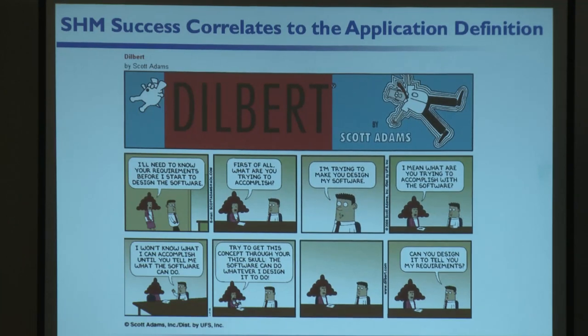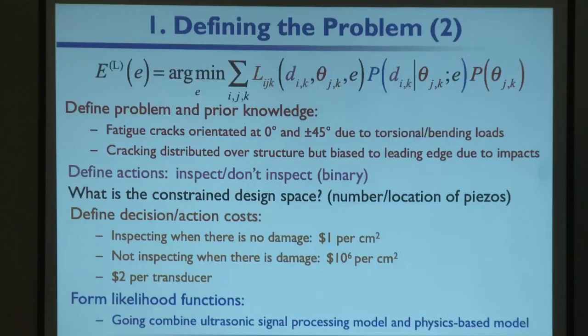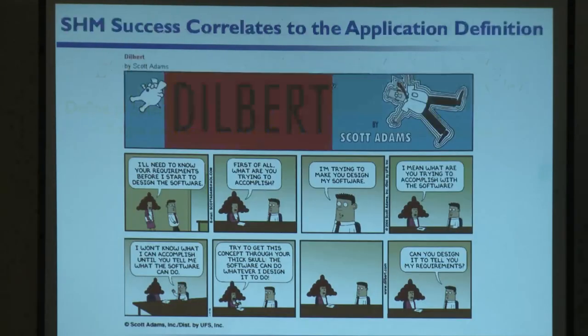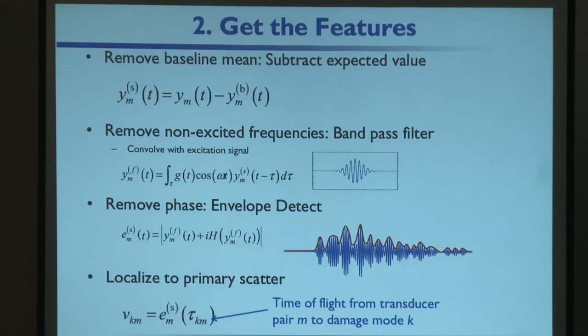You know, this is the cycle that SHM has been in for a long time. Between the engineer and the customer, really the customer, the constraints and the problem have to be defined. So how am I going to build that likelihood function in this problem? Let me give you an example, very step by step.